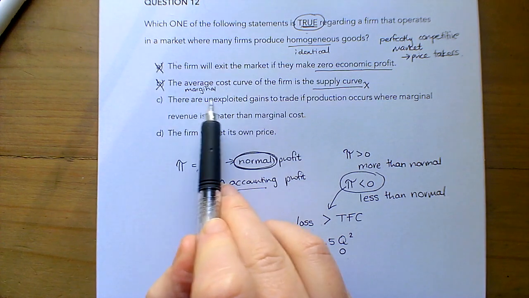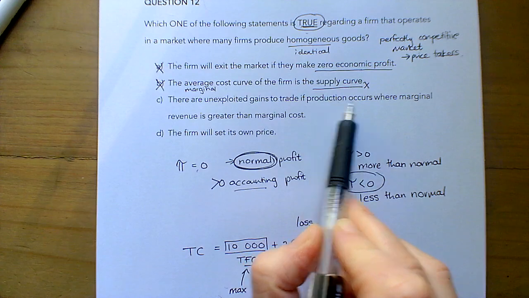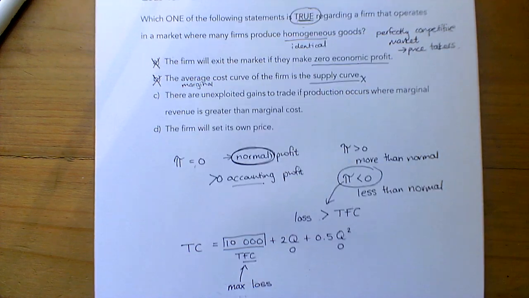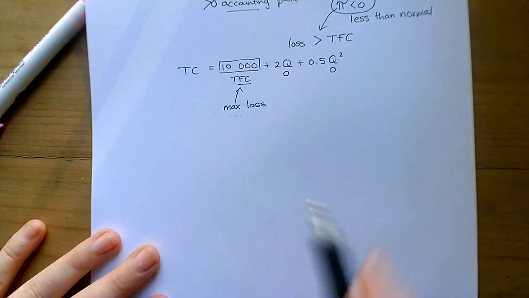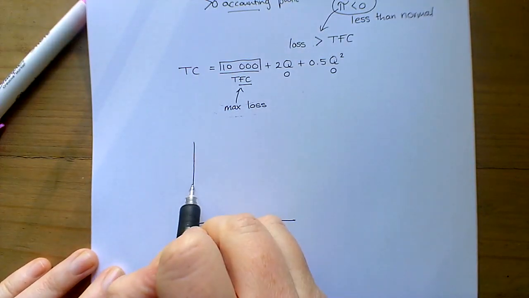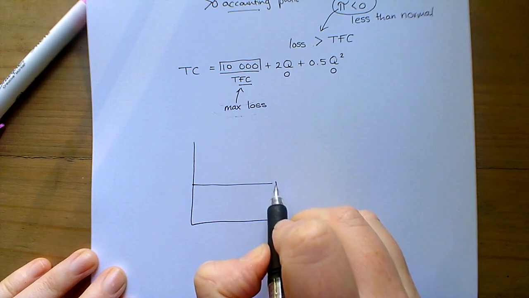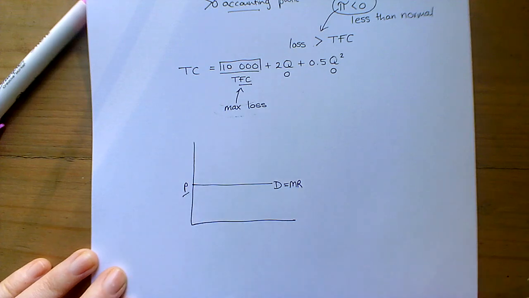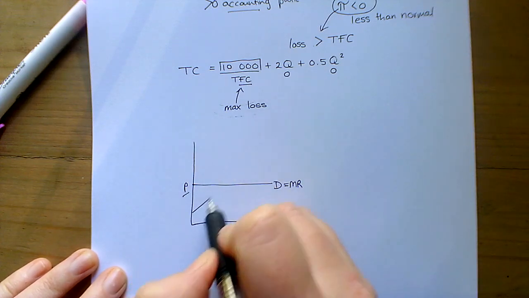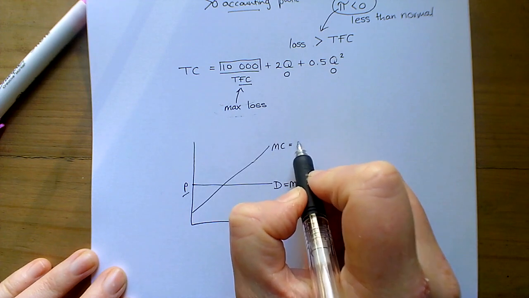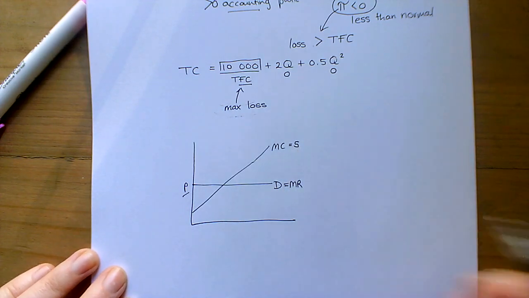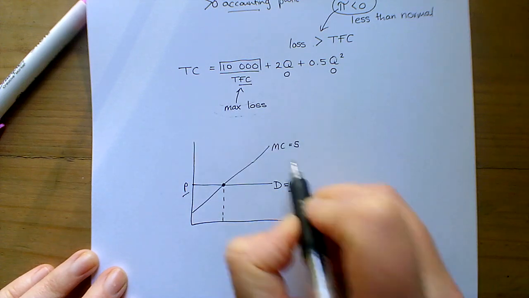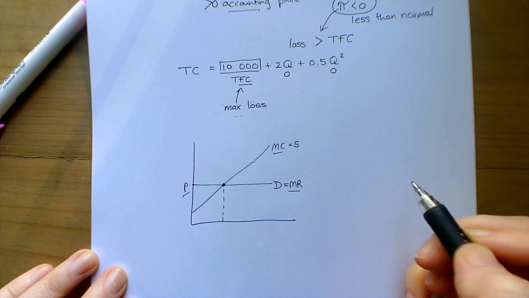C then says there are unexploited gains to trade if production occurs where marginal revenue is greater than marginal cost. So how would that look in a picture? So a price-taking firm faces a horizontal demand, which is also its marginal revenue, and this is set at the market price. They face an upward sloping marginal cost curve, which is also their supply curve. And they profit maximize where these two are equal. So where marginal revenue equals marginal cost.